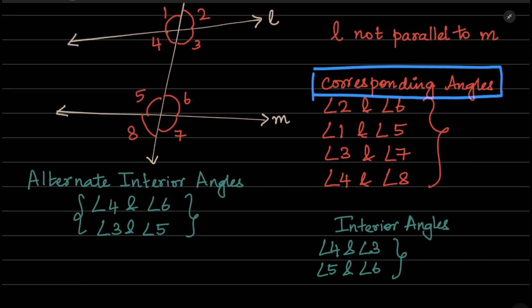The next one is: what do we mean by consecutive interior angles or co-interior angles? If you take angle 4, the consecutive interior angle is 5. So 4 and 5 are called co-interior or consecutive interior angles. Similarly 3 and 6 are interior angles on the same side of the transversal. The two angles on the same side of the transversal are called consecutive interior or co-interior angles.